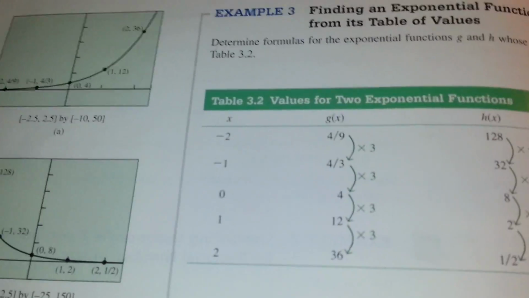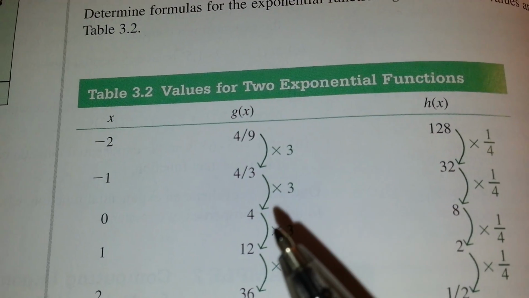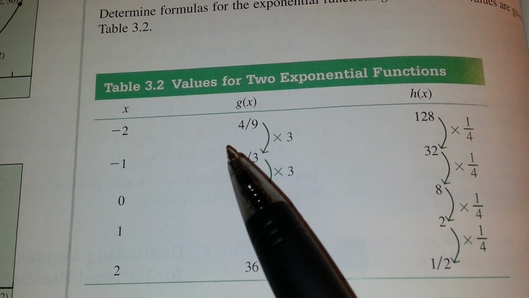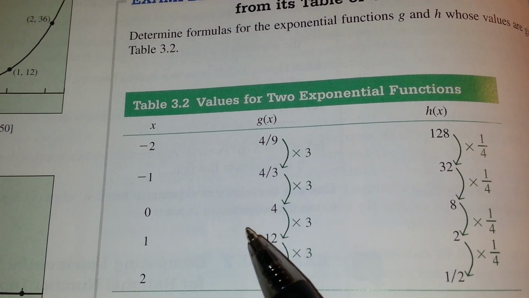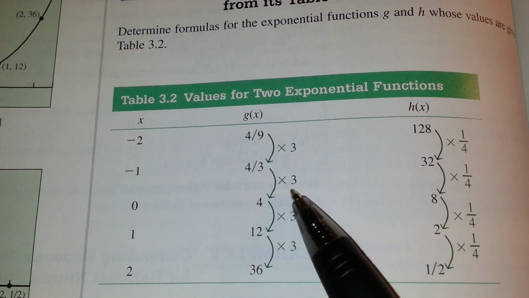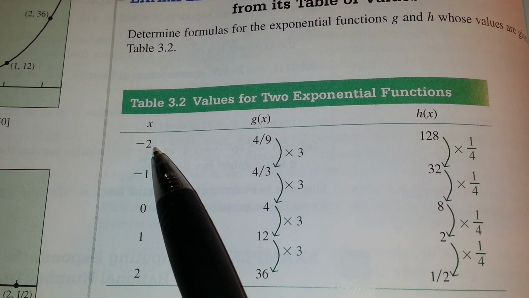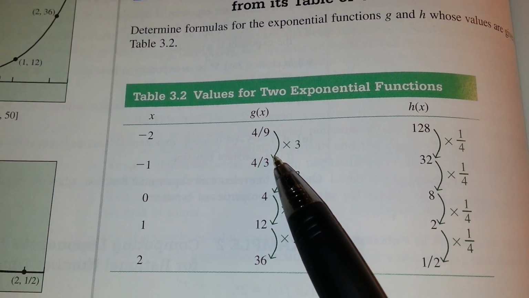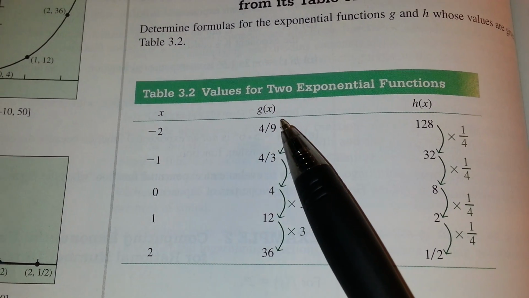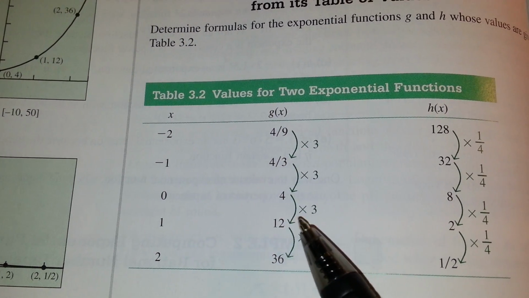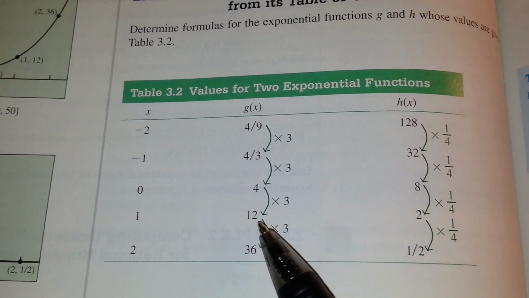Real quick, notice here are values for 2 exponential functions. This is kind of like the geometric sequence. If I divide this term by this term, I'll get 3. This term divided by this term, I get 3. I can figure out what the base, or the common ratio, is. Here's my initial value, here's the exponent, and I can figure out what the growth or decay factor is. 4/3 divided by 4/9, if you keep, change, flip, will be 3. Just like 36 divided by 12 is 3, 12 divided by 4 is 3. Very similar to what we talked about earlier.